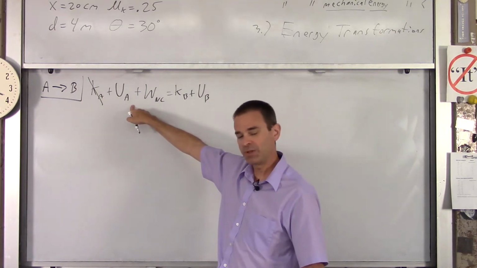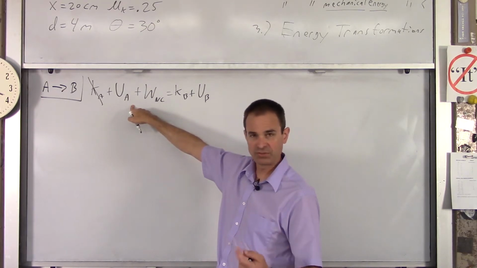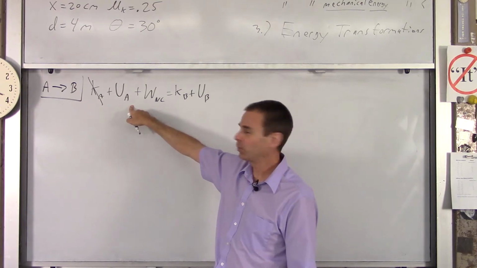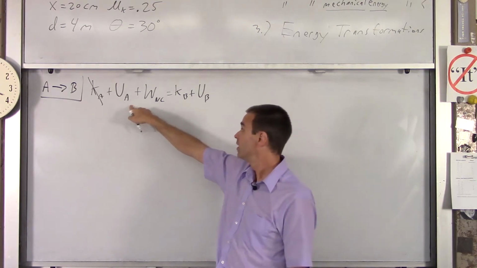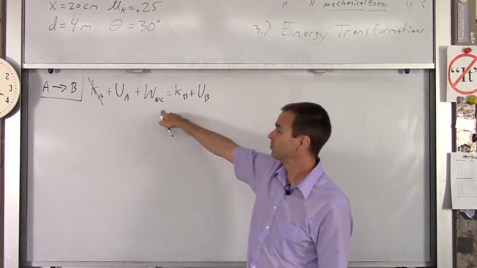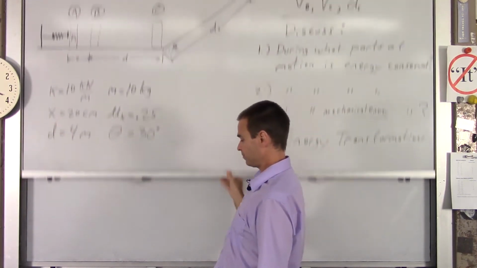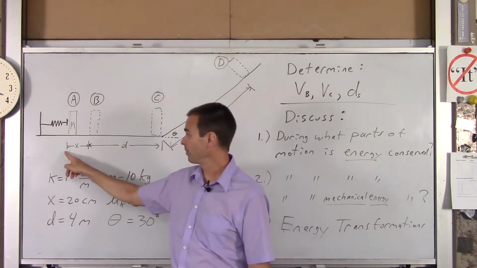And there's two kinds that we deal with. There's gravitational and elastic, aka springs. And we got spring in this case, so we're going to have a term there. There is work done by a non-conservative force. So what forces act on the backpack as it slides from A to B?